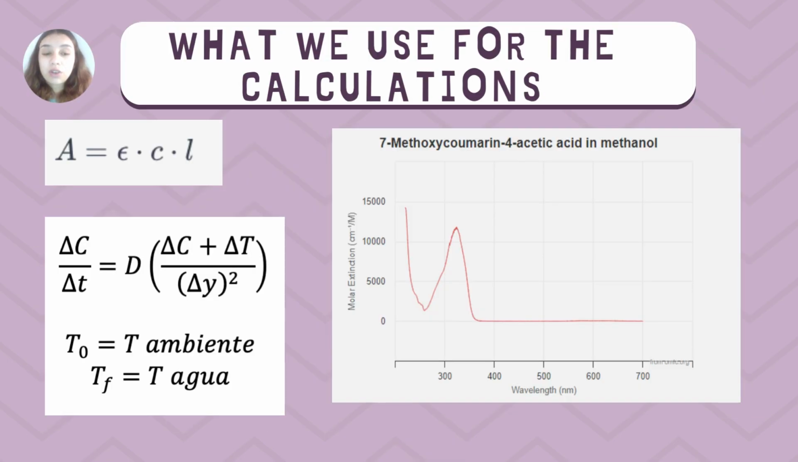To find the diffusivity coefficient, it was first necessary to find the concentrations using the Beer-Lambert equation. In this, we use the molar extinction coefficient of acetic acid in methanol for each wavelength at which the maximum absorbance occurred. For this, we plotted an absorbance versus wavelength graph that will be seen below. After finding the concentrations with the help of the simplified Soret equation, the diffusivity coefficient was found for each temperature. Here we can see the graph that we used to find the epsilons for acetic acid in methanol.